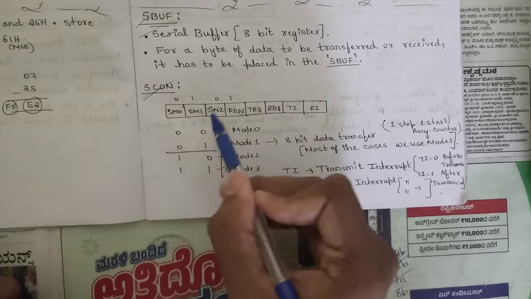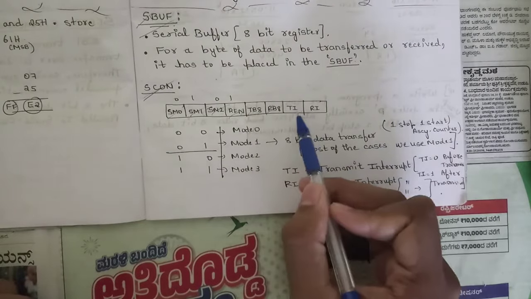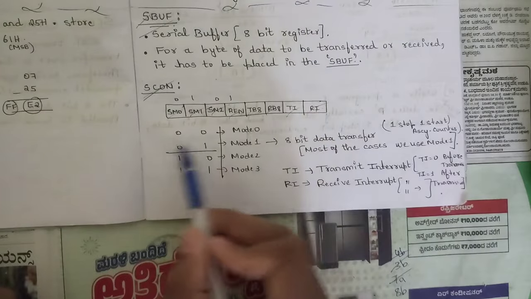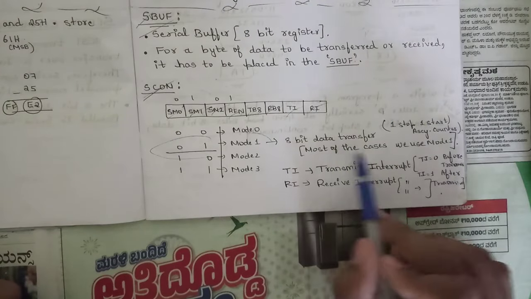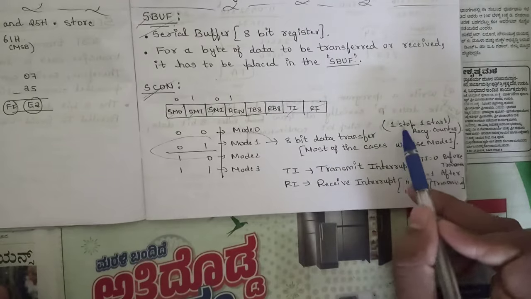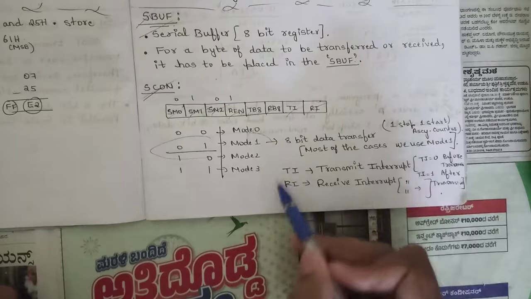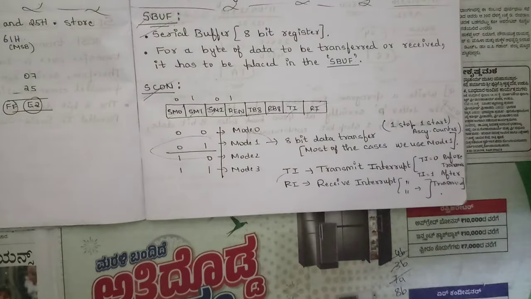It is divided into SM0, SM1, SM2, which are called serial modes, then REN, TB8, RB8, TI, RI. TI and RI are called transmit interrupt and receive interrupt. In the case of SCON, mode 1 is selected since it is 8-bit data transfer. Most cases use mode 1. It has one start bit, one stop bit, asynchronous. TI is called the transmit interrupt, RI is called the receive interrupt. So please note it down.